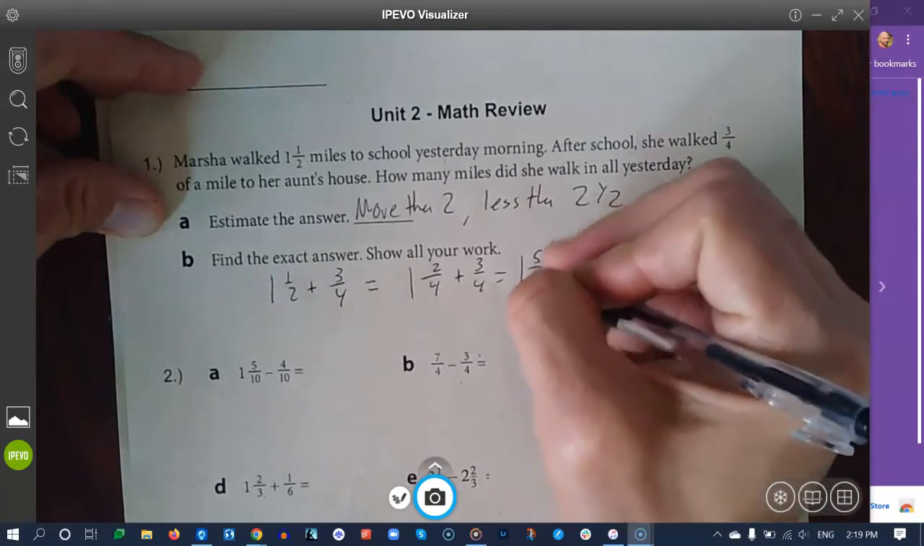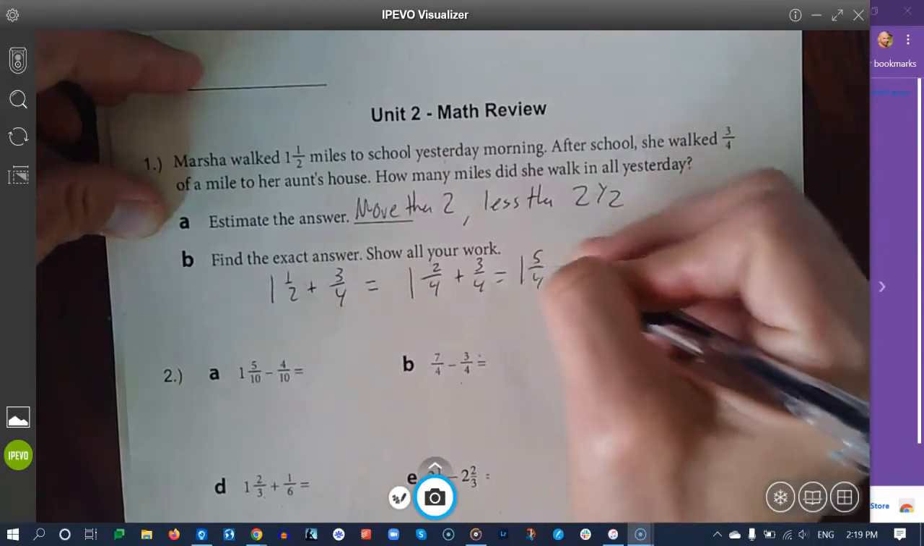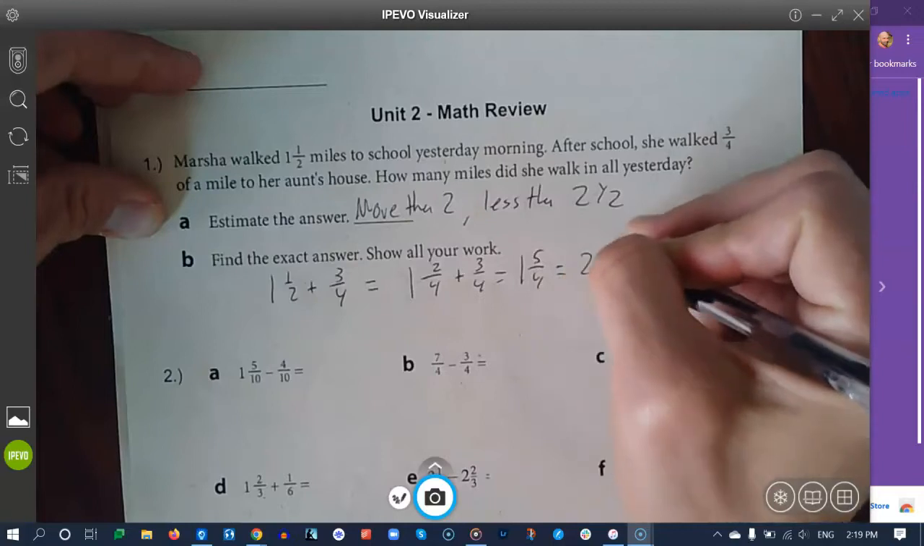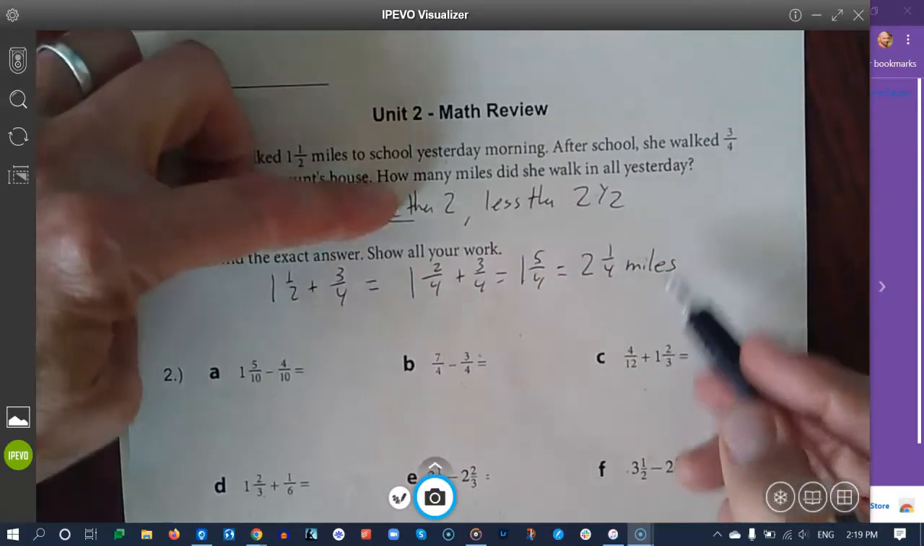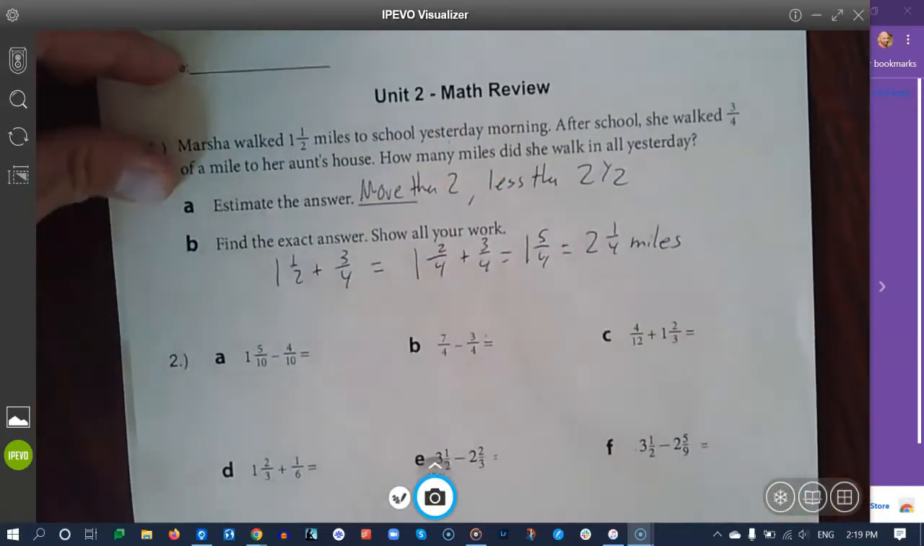That doesn't make any sense. I would have to recognize there's a whole number in here. There's 1, and I'm going to add that to my 1 there. So I have 2 1/4 miles. And that was more than my 2 and less than 2.5, 2 1/4. All right, here we go.